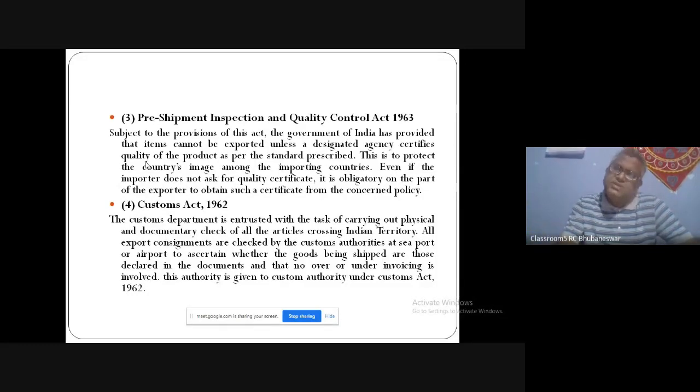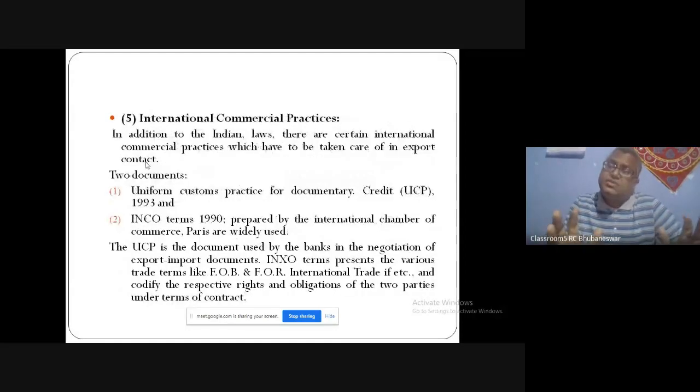And another one is the Customs Act, 1962. Everybody knows the Customs Act, 1962. There is a Customs Department. They physically and documentarily check articles crossing the Indian territory, or any export consignment, or any type of customs authority can verify under this Act, 1962. These are some of the legal dimensions of international business and international commercial practices.